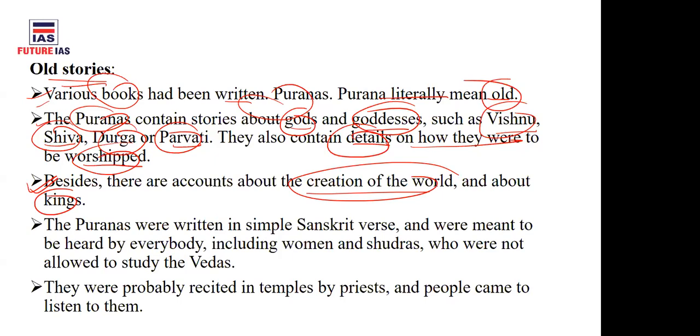For example, if the king had won a battle, it would have been composed by some poet, showing the valor and the courage of the king. The Puranas were written in simple Sanskrit verse, and they were meant to be heard by everybody, including the women and the Shudras, who were not allowed to study the Vedas.